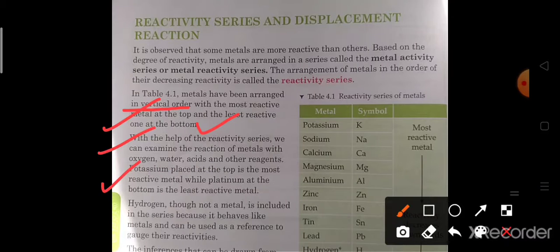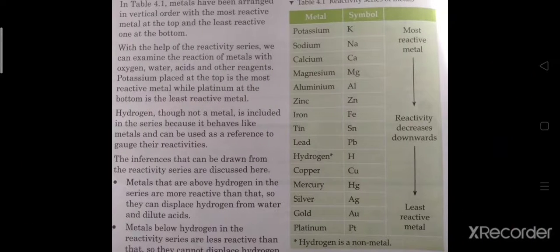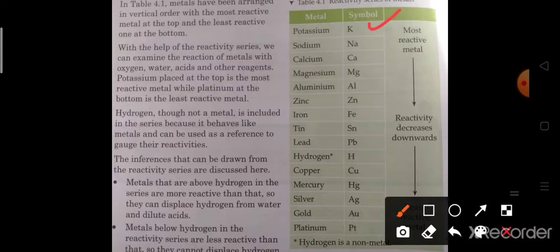Potassium is placed at the top. Over here you can see potassium placed at the top, the most reactive metal, and platinum at the bottom, it is the least reactive metal. So let us check where platinum is. So this is our reactivity series: potassium at the topmost position and platinum at the bottommost position.